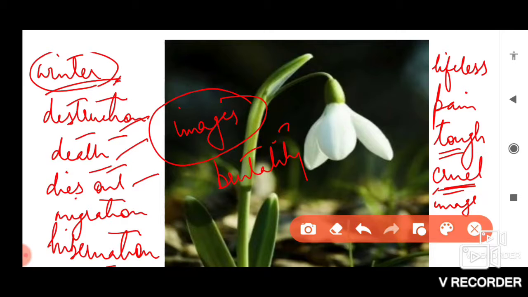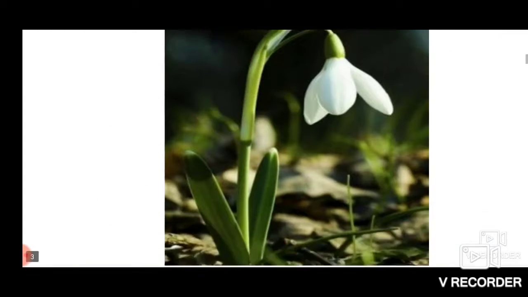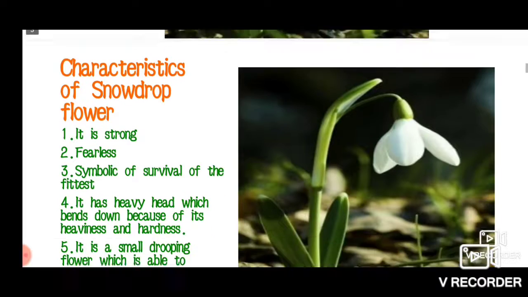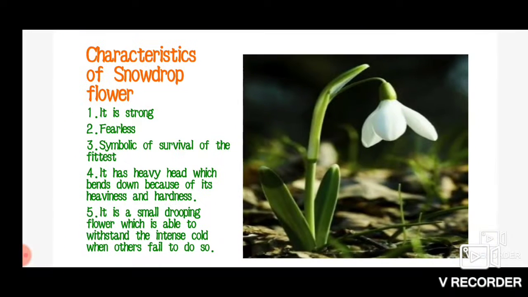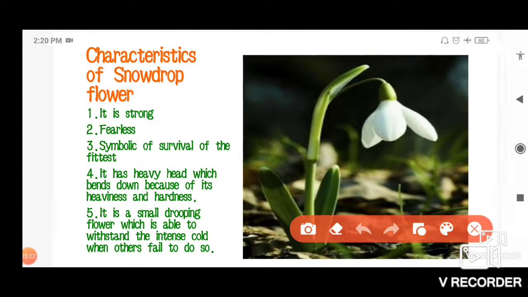They cannot live their life like that in the winter season. So this was the brief introduction about the winter season. Now let's find out the characteristics of this snowdrop flower. What are the characteristics, what are the features of this particular flower which make it unique?